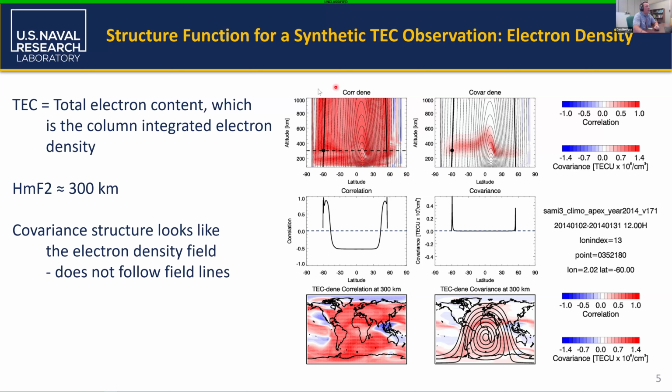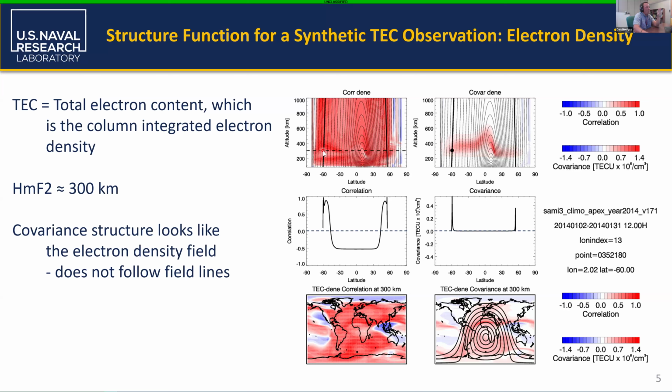So let's start with this plot right here. In this plot here, we have another cross section along a magnetic meridian, the latitude, altitude, but this time we're only going to 1,000 kilometers. In the previous slide, we went to 20,000 kilometers. We're just focusing a little bit lower now.